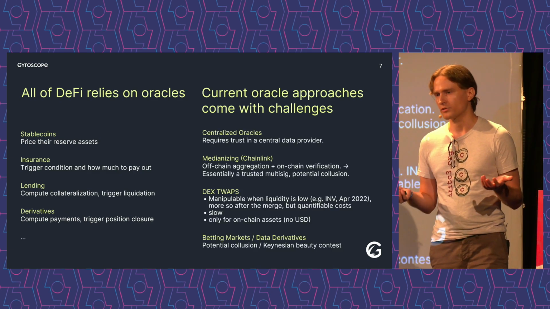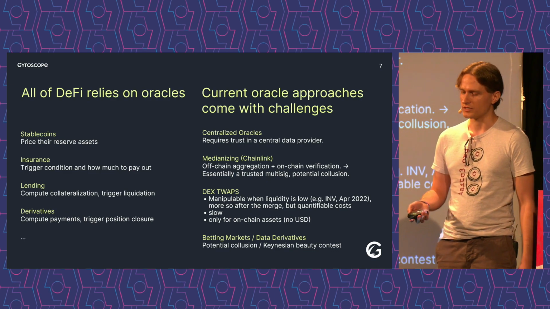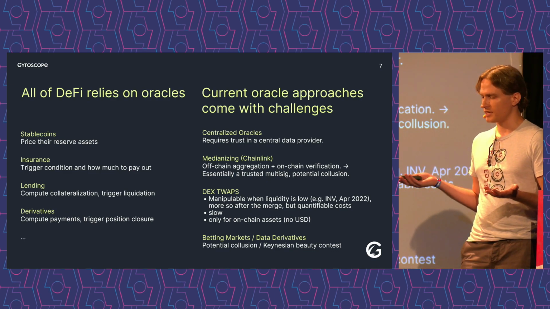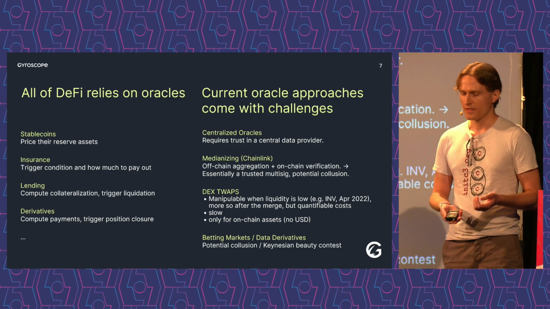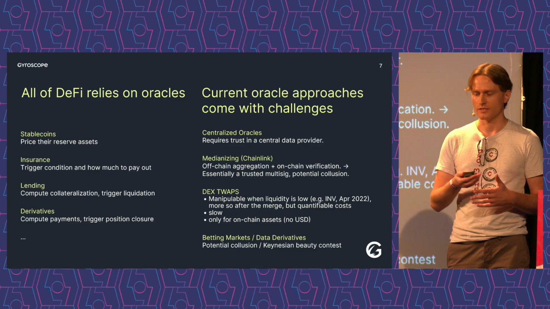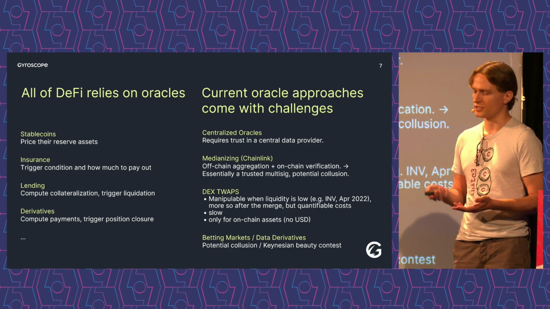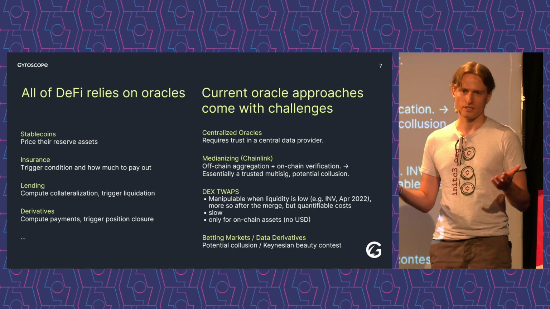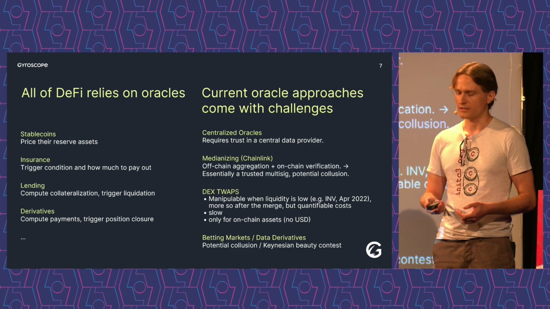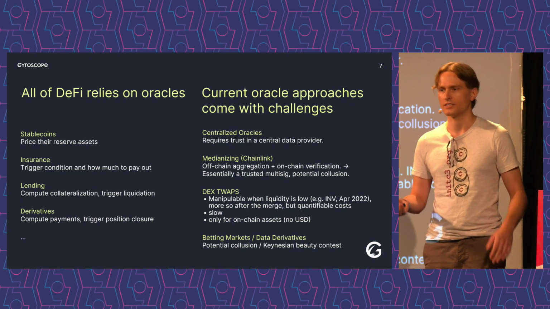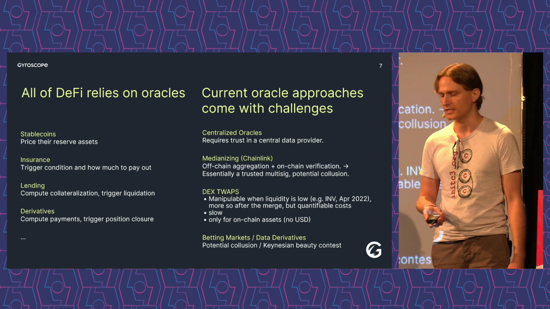The current Oracle approaches come with their own challenges and different security models. We have centralized oracles where you have to trust the centralized provider. We have medianizing among different centralized providers, something like Chainlink. But you still have the fundamental trust model of a trusted multisig, and that multisig could potentially collude, like what happened in the LIBOR manipulation.